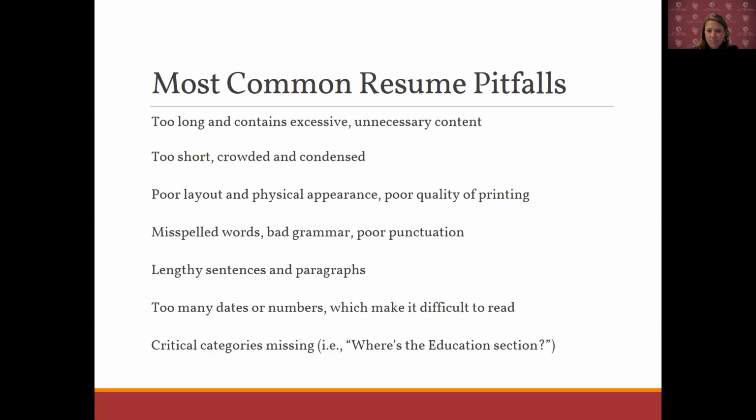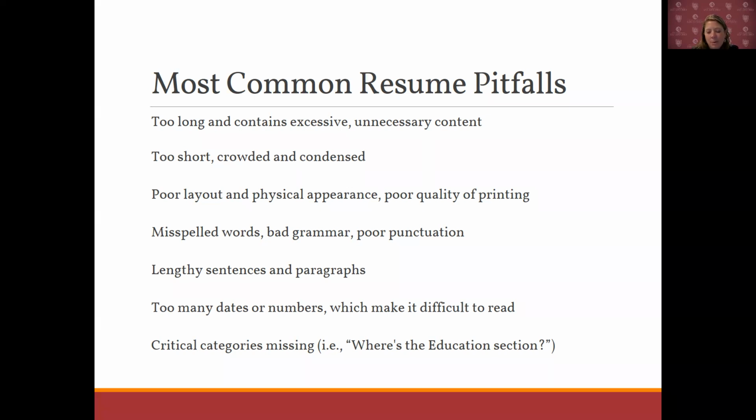A poor layout or physical appearance or poor printing, most of the time you're going to submit these online, but consider those things. If it's hard to find certain sections, if the bullet points don't align, if it just looks sloppy, a lot of employers will think if their work is sloppy here, their work will be sloppy with us. So let's just skip it.